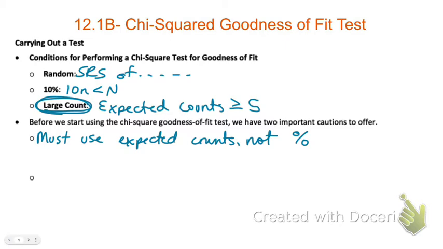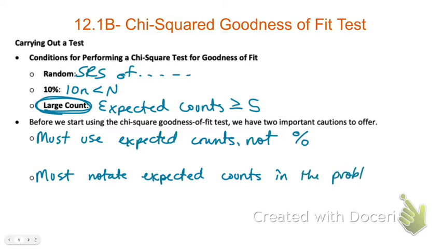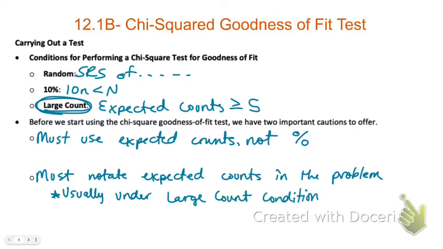The other thing is we must notate the expected counts in the problem. Now, we're usually going to do this when we check our large count condition. So this is usually under the large count condition. That's generally where we put it. But if for some reason you have room in the table or something, that's fine. You can write it there.